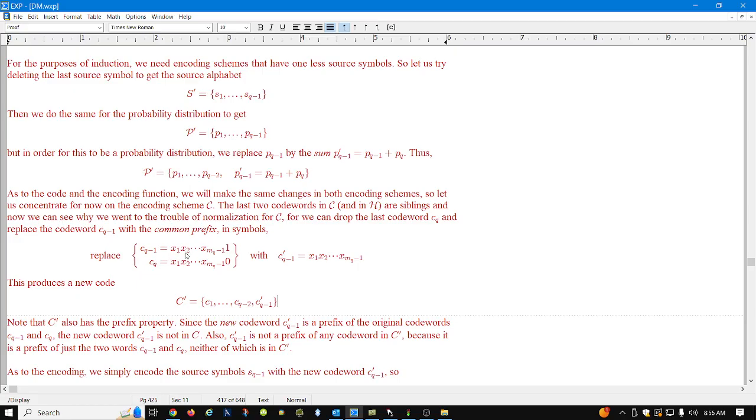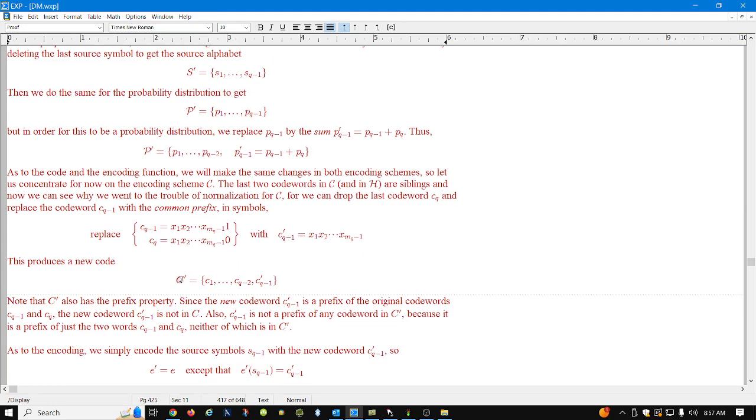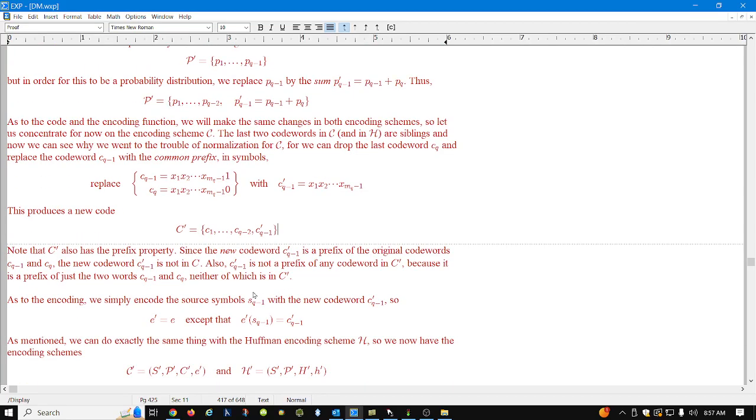But if you remember, the last two Huffman code words are siblings. So you can just put an H here for the C's and put Y's here for the X's and do the same thing over here. It's the same process. So the new code looks very much like this one. And the same thing for the encoding source. So it wouldn't be a bad idea to pause and do that yourself for the Huffman encoding scheme.